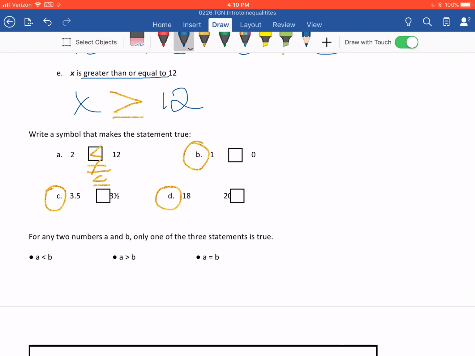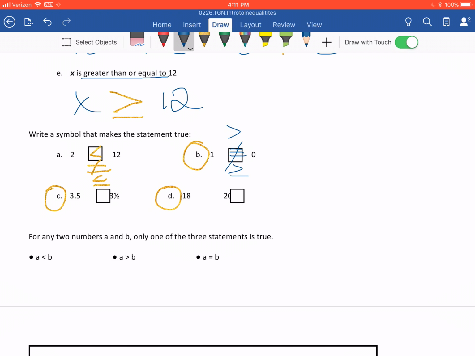Welcome back. For letter B, we also had some options. 1 is greater than 0. Also, 1 is not equal to 0, so I could have done my equal sign with a cross through it. It's also greater than or equal to 0, so I could have put that symbol as well.